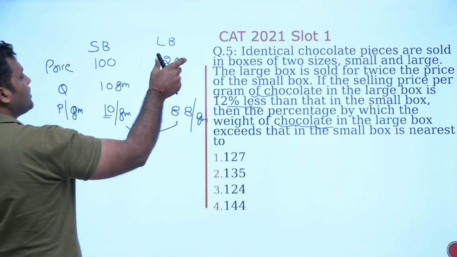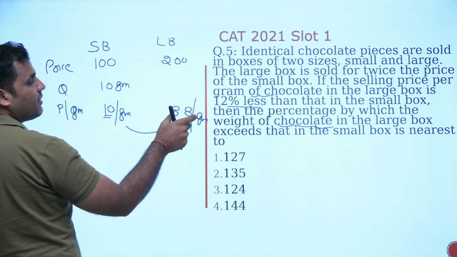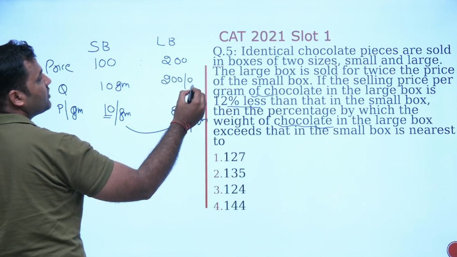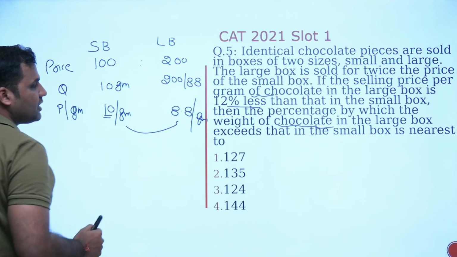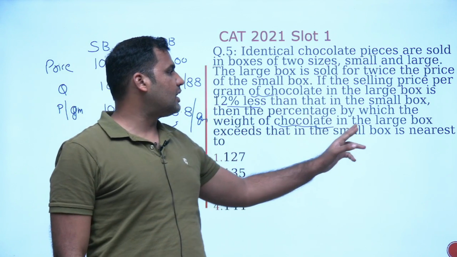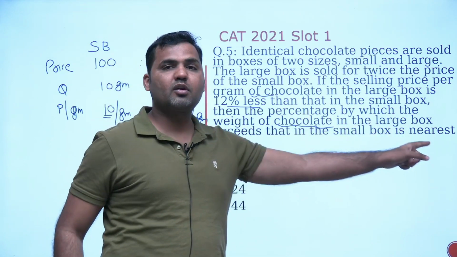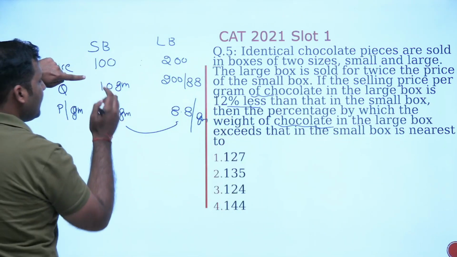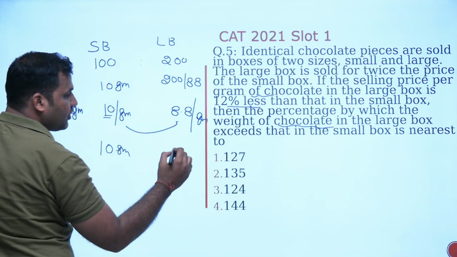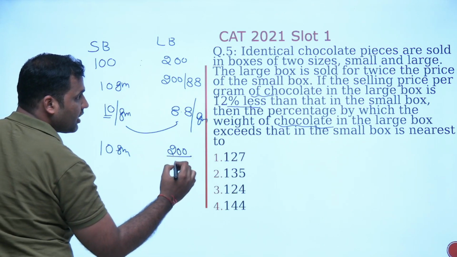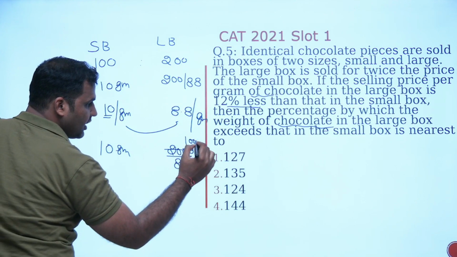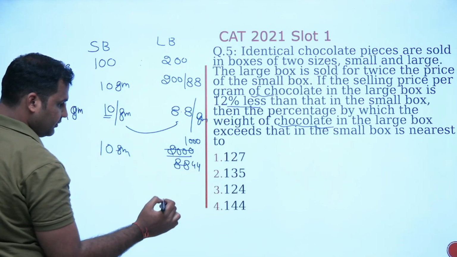Now guys, this box is costing me 200. Per gram price is 8.8. So what is the total quantity in this box? The total quantity in the box is 200 upon 8.8. Now look at the question. We are supposed to find out the weight of the chocolate in the large box exceeds that in the small box is nearest to. So see that in the small box, the weight is 10 gram and in the large box, the weight is 200 upon 8.8, that is 2000 upon 88, which is 1000 upon 44, right?